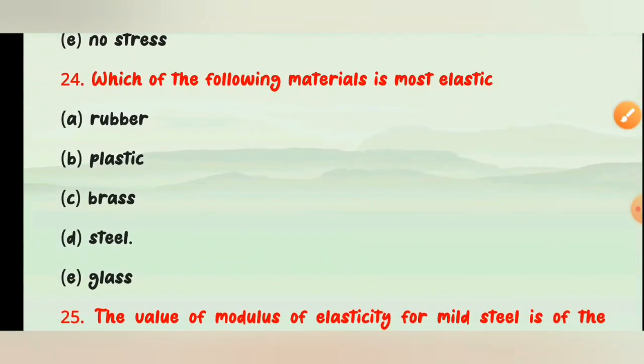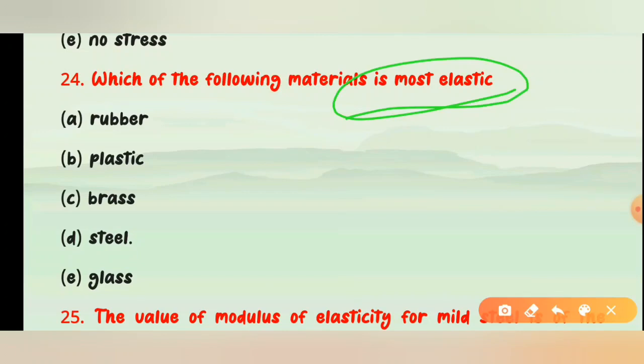Next, which of the following materials is more elastic? Elasticity means that on removal of the load, the object or body regains its original shape and size. In case of rubber, plastic, brass, steel, glass, steel is the more elastic in nature. If 500 Newton is applied to all the objects, then there will be somewhat of an elongation, if the force is a tensile force.